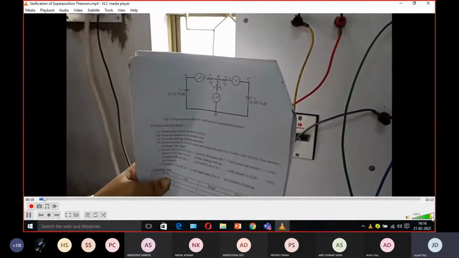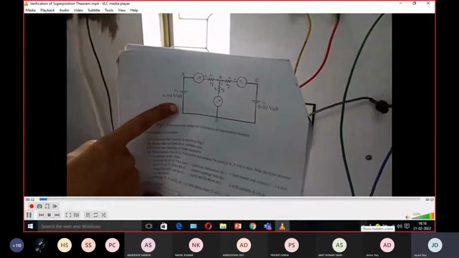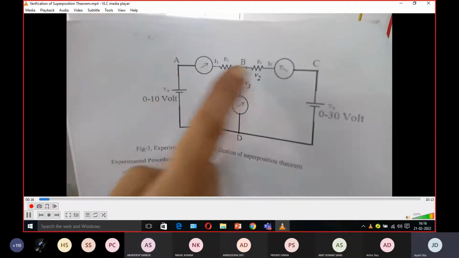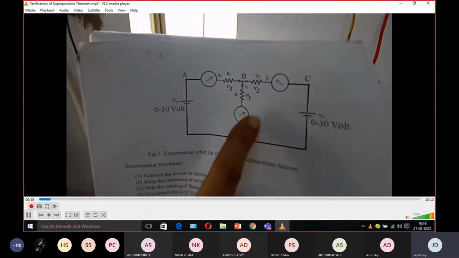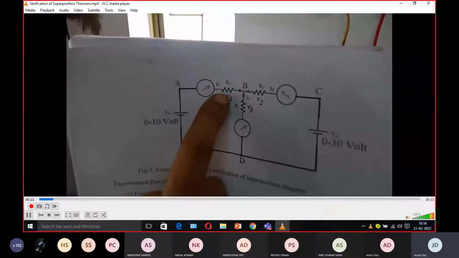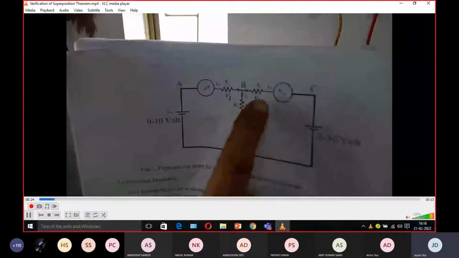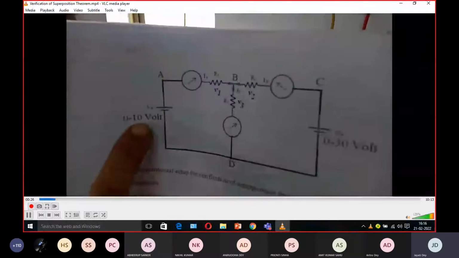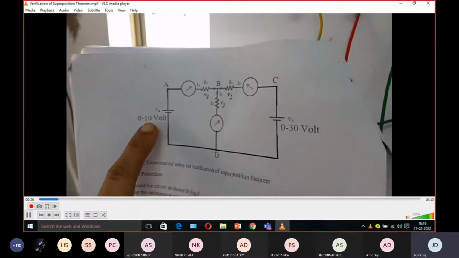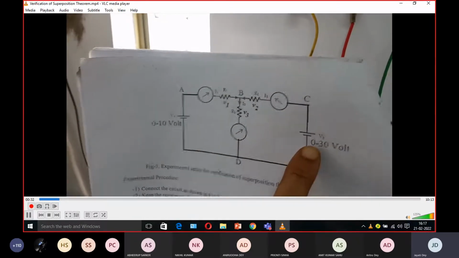Superposition theorem. We have the circuit as shown in this figure. Can you see this figure? It has three resistances with three ammeters, which are used to measure the current of these three branches. That means the current flowing through R1, R2, and R3. And there are two sources connected over here. One source is this, another is this.